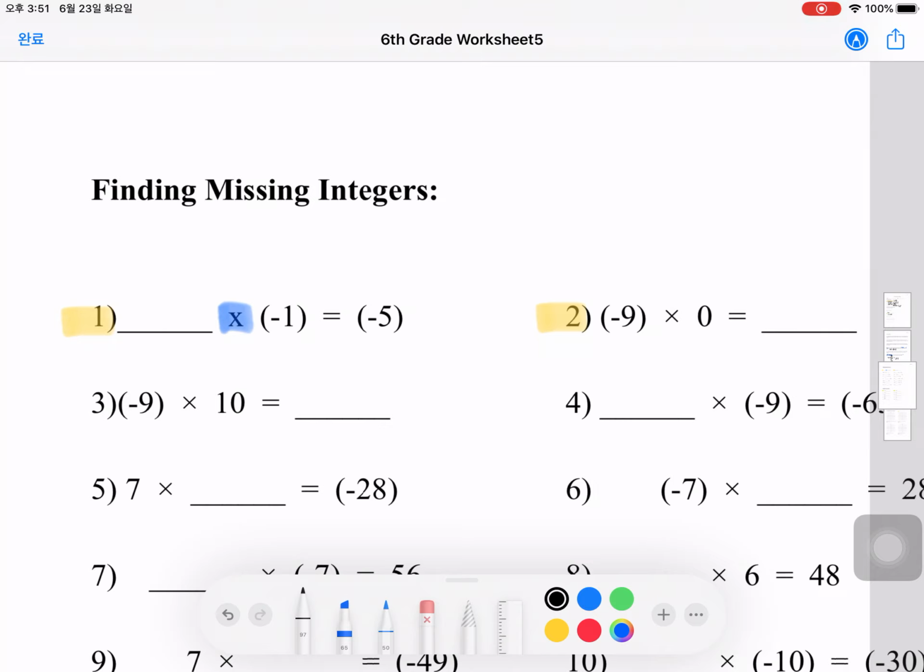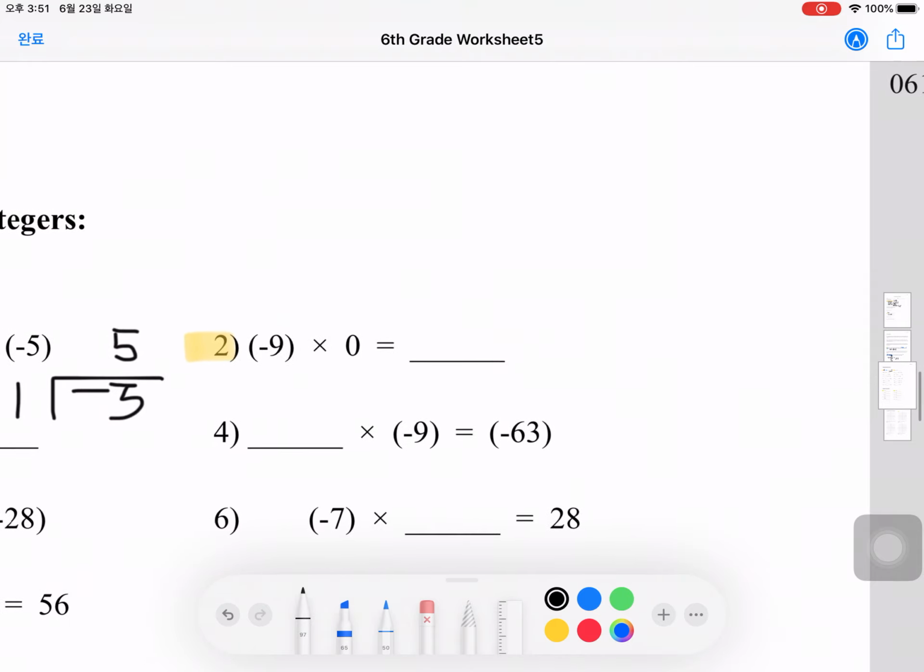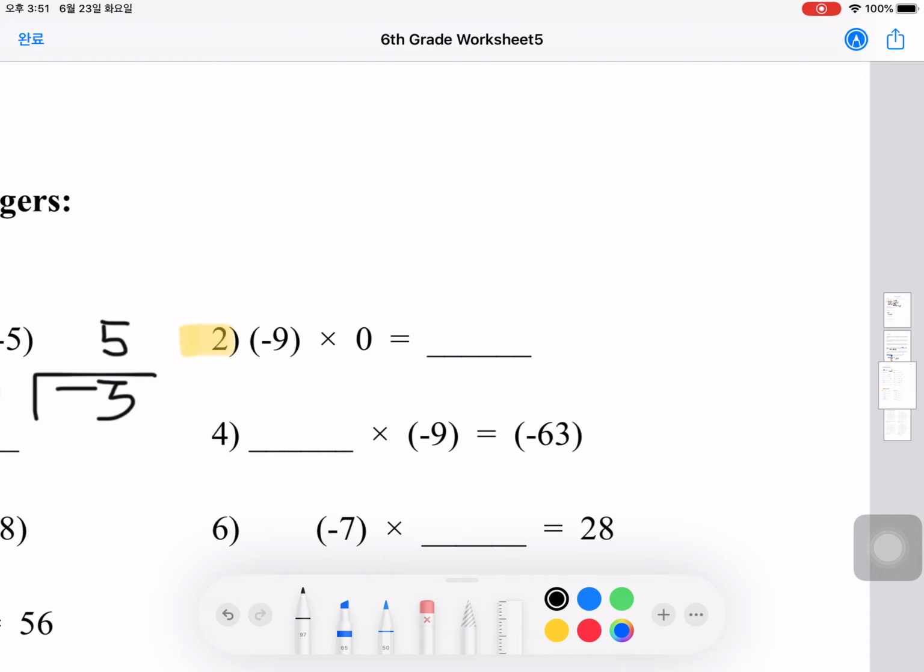If you could do this question in your head, or any of these questions, that's great, but for those of you who don't, this is the solving process. -5 divided by -1 would be 5. And so 5 goes into the blank, because 5 times -1 is -5. Pretty easy, right? Let's try the second question.